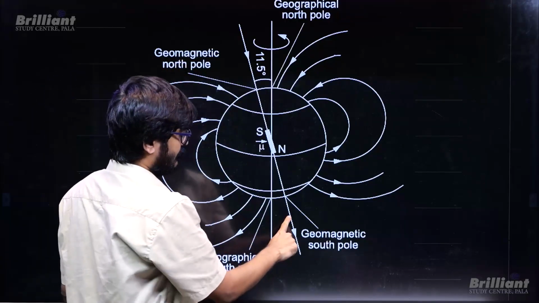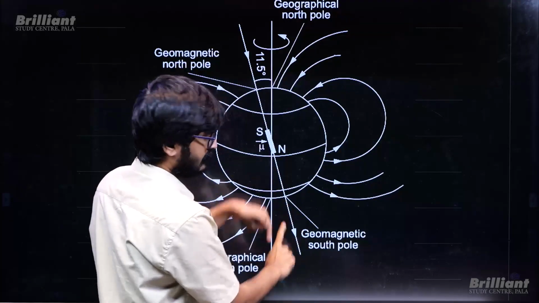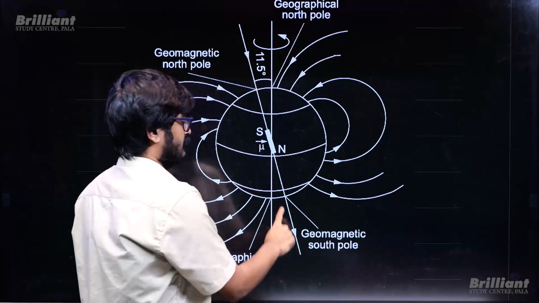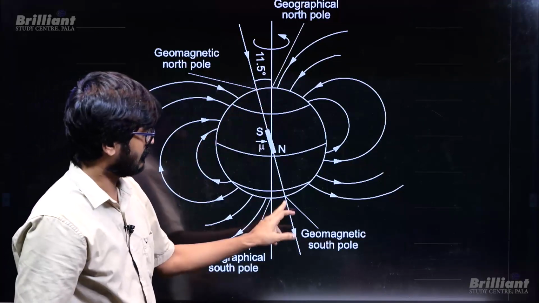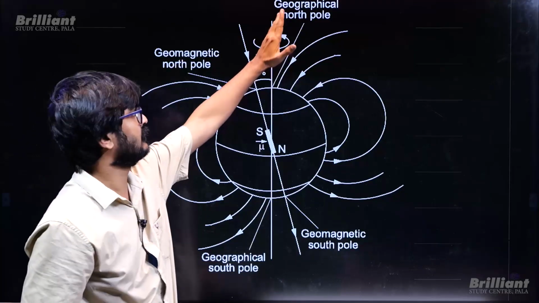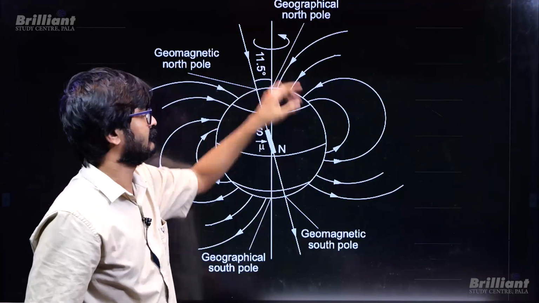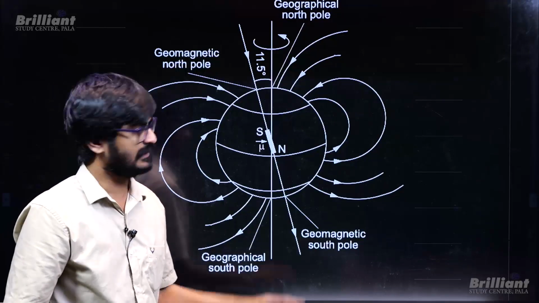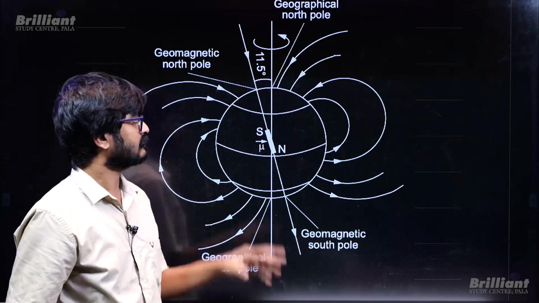If we take the magnet and keep it here, then its south pole will be pointing in this direction, because north and south, right? So we are going to call it geomagnetic south pole. If this is geomagnetic north, then the exact opposite will be geomagnetic south, and the angle between the geographical north pole line and the geomagnetic north pole line is 11.5 degrees. Anyway, that's going to change from time to time, so we are not going to bother about that.